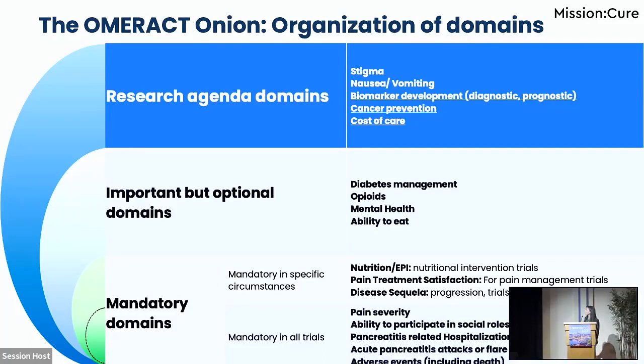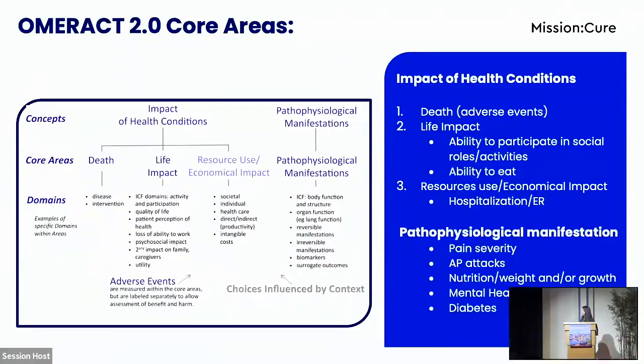Stigma and nausea and vomiting were categorized into research agenda domains. The committee also added 3 domains in the research agenda: biomarker development, cancer prevention, and cost of care. So we placed the domains into the core areas of the OMERACT framework to make sure that there is coverage in each area. And we clearly did see that there is coverage in this area, and we agreed that this was okay and that we can go ahead with it.